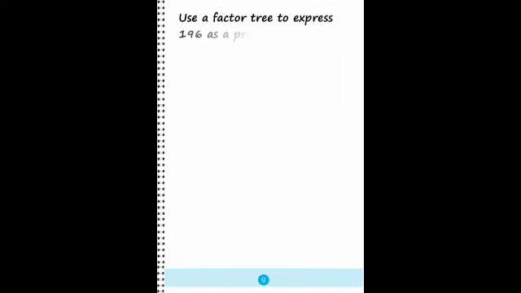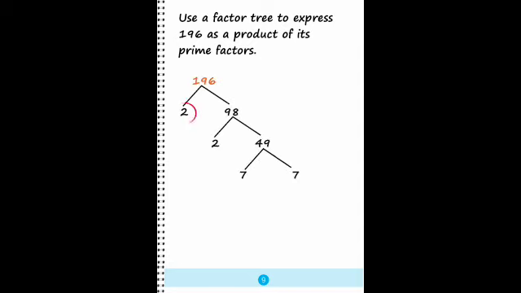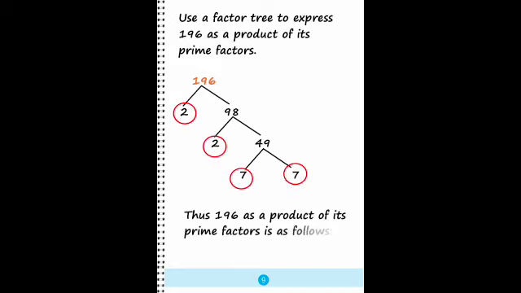Use a factor tree to express 196 as a product of its prime factors. Thus, 196 as a product of its prime factors is as follows: 2 times 2 times 7 times 7.